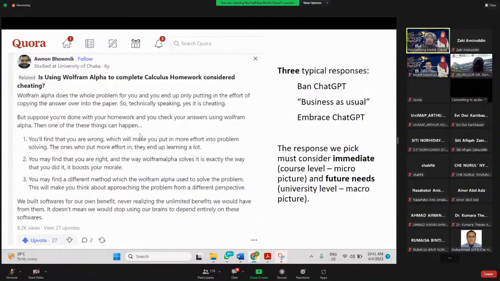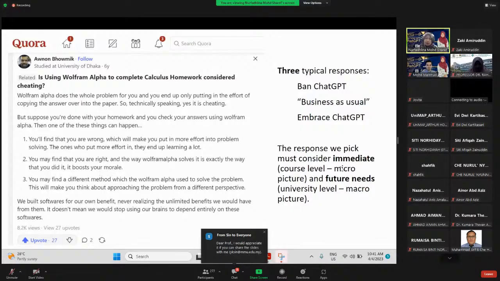If you're familiar with Wolfram Alpha, one of the most famous apps that is used in teaching and learning. This Wolfram Alpha is very intelligent, and this was 6 years ago, and it is able to complete the calculus homework. Is this considered cheating? So my point is that people have discussed this academic integrity issue for so long.